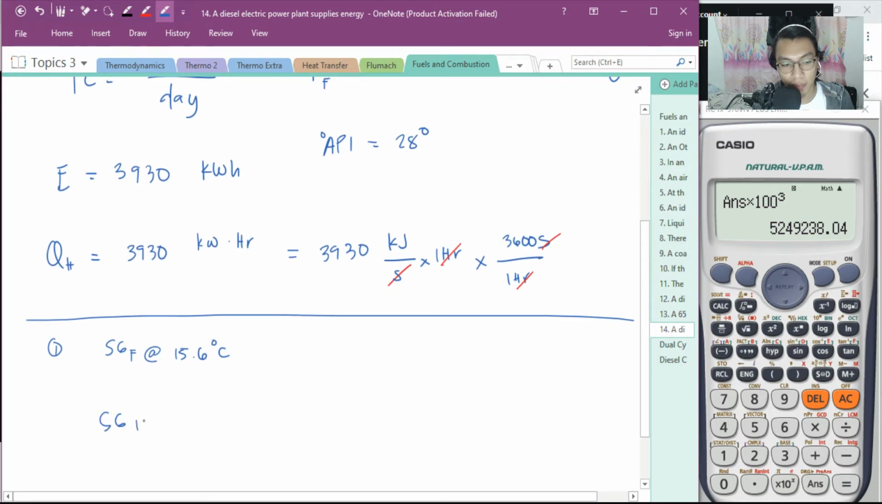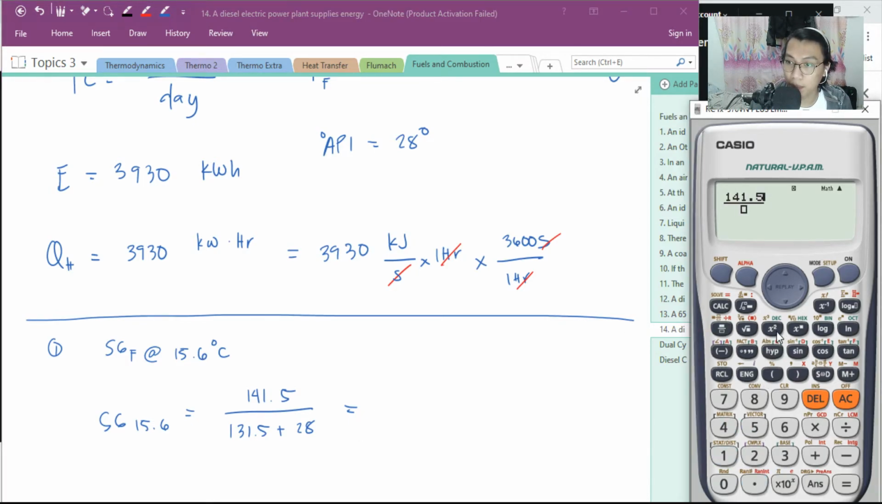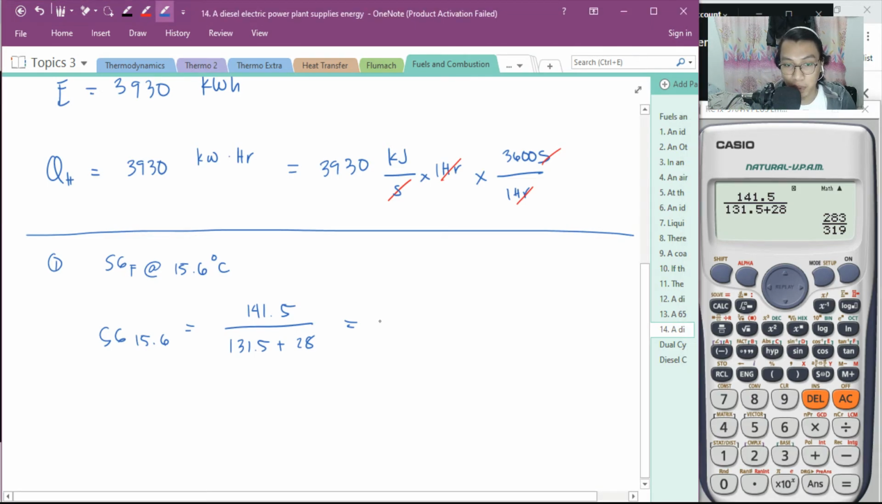SG at 15.6 degrees Celsius is equal to 141.5 divide by 131.5 plus degree API na binigay, degree API is 28 degrees. So, 141.5 divide by 131.5 plus 28. Nakuha mo na yung specific gravity ng fuel mo at 15.6 degrees Celsius. So, 283 over 319. Okay, pwede na to.